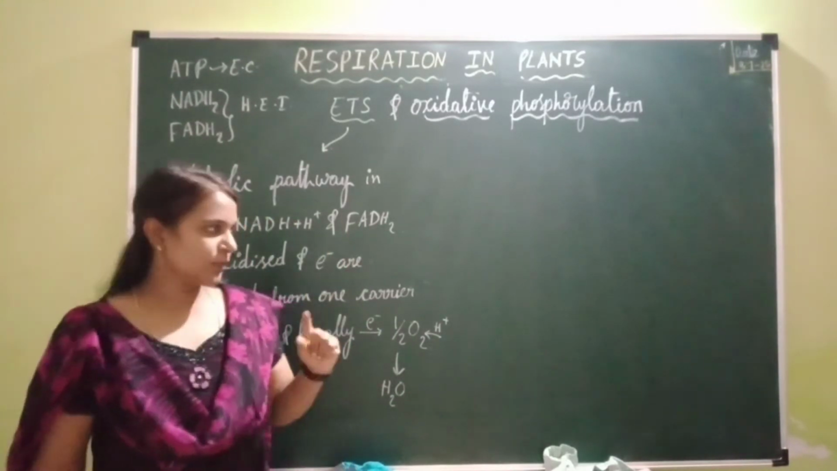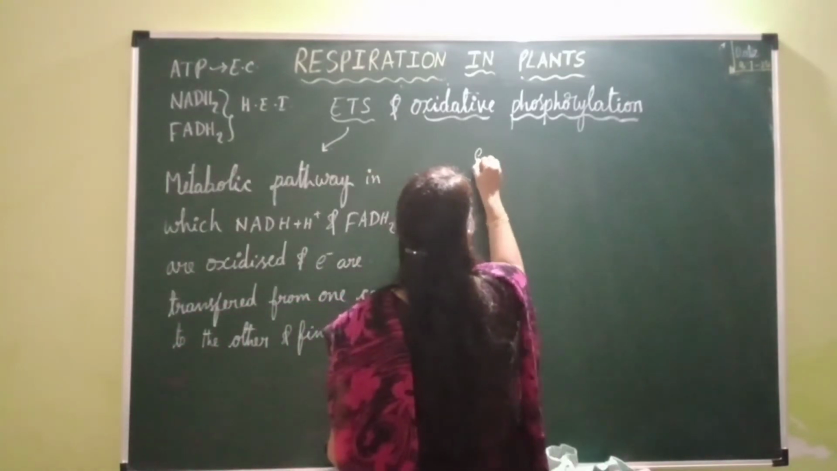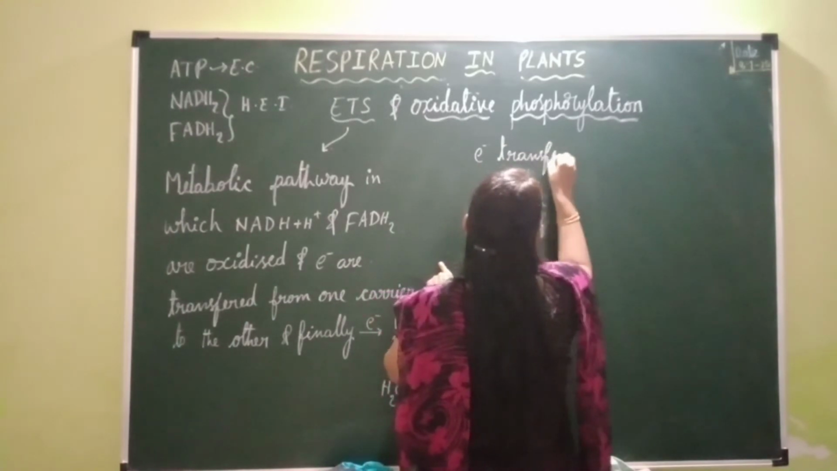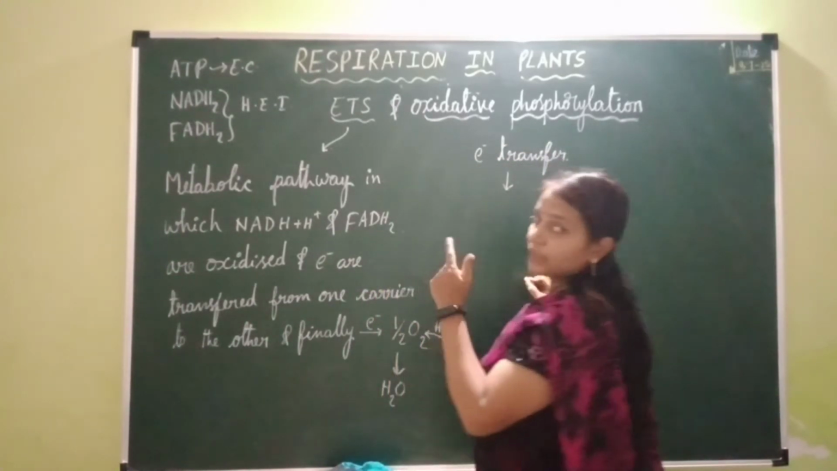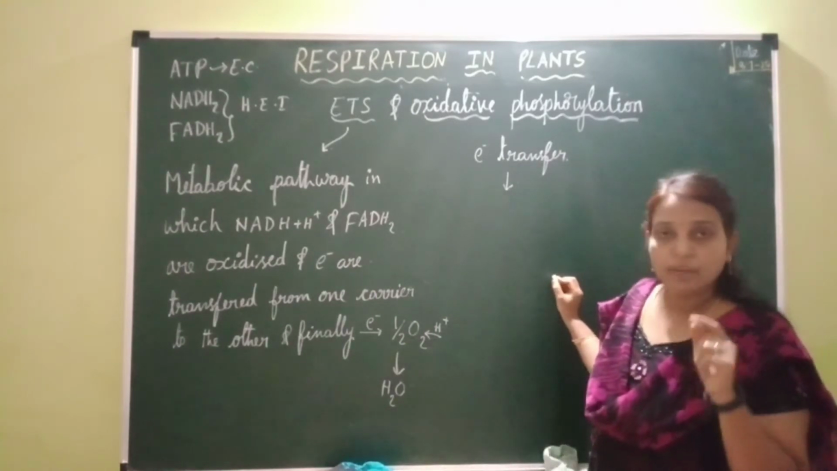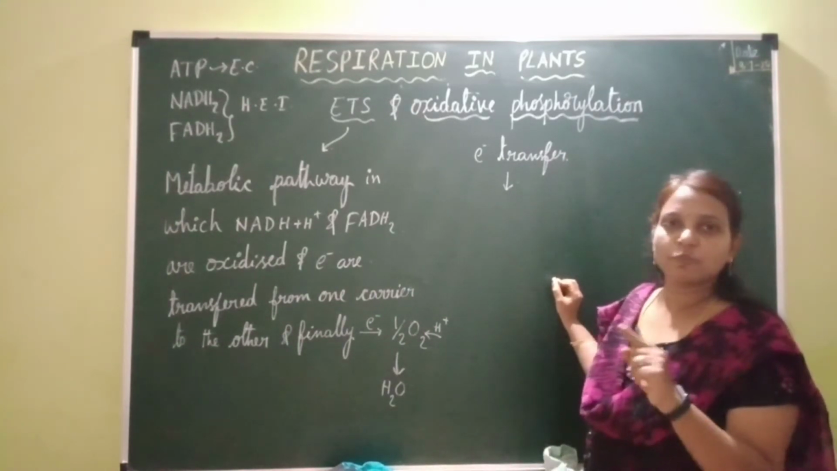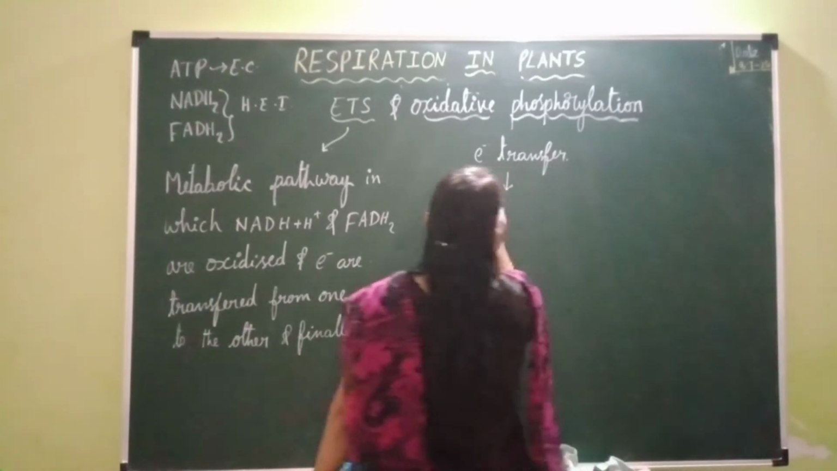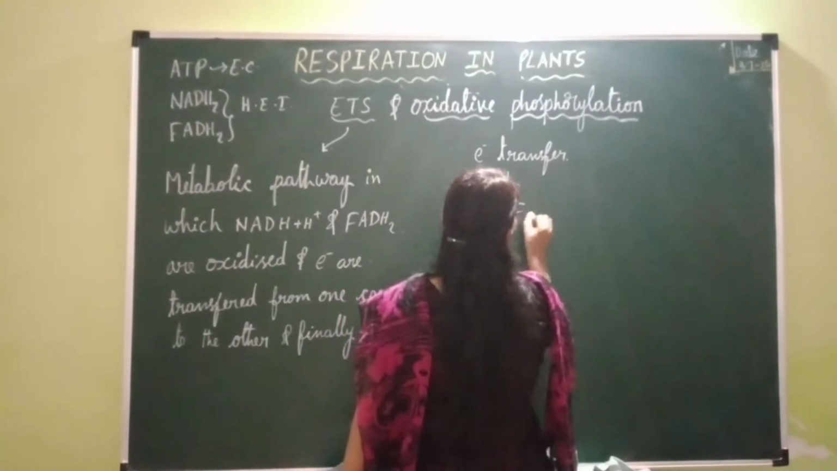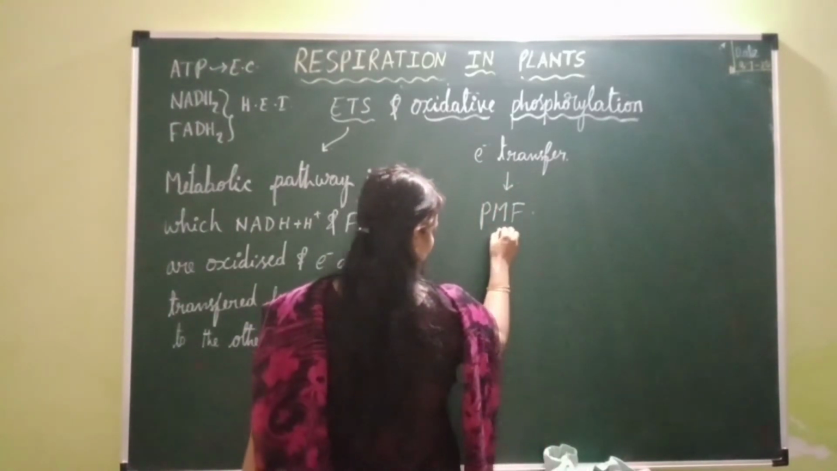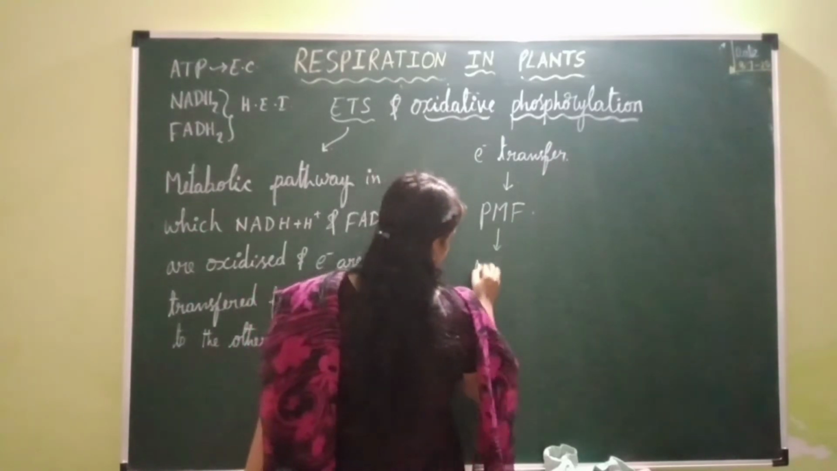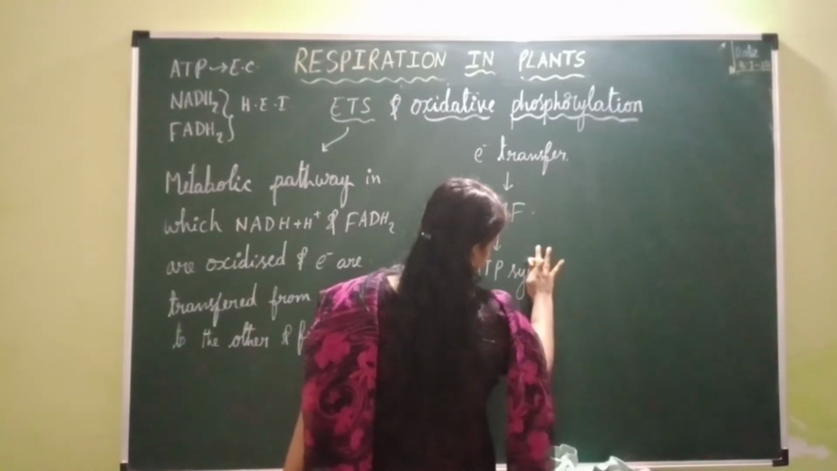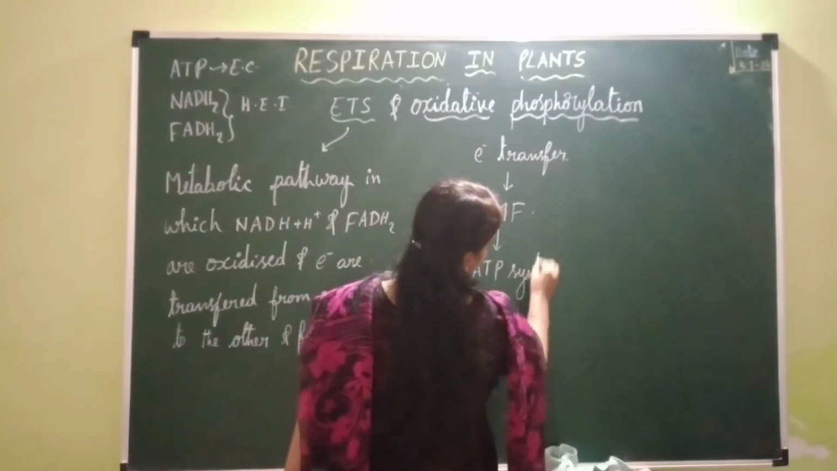What is oxidative phosphorylation? When electrons are transferred from one carrier to another carrier, protons are pumped into the intermembrane space of the mitochondrion, which results in the development of proton motive force or proton gradient, which is utilized for the synthesis of ATP. So proton motive force or proton gradient is developed inside the intermembrane space of the mitochondrion, due to which ATP synthesis occurs. So that is called oxidative phosphorylation.